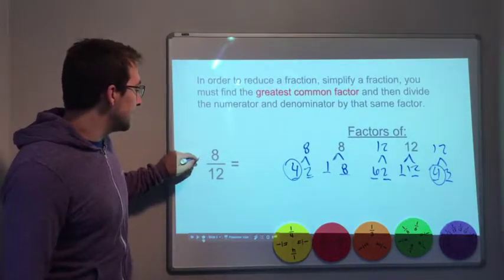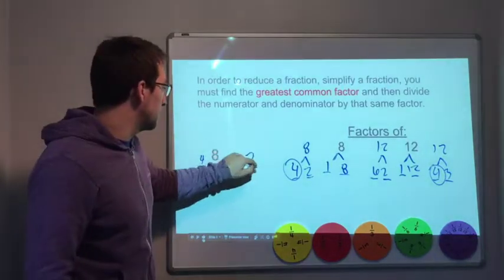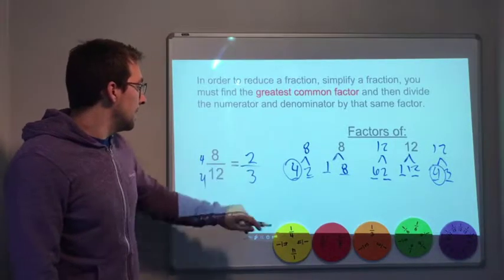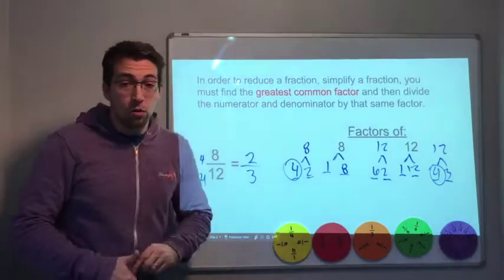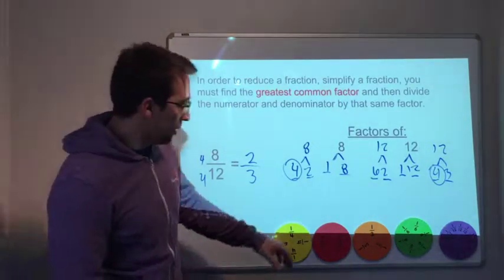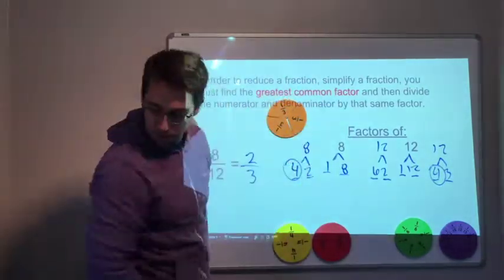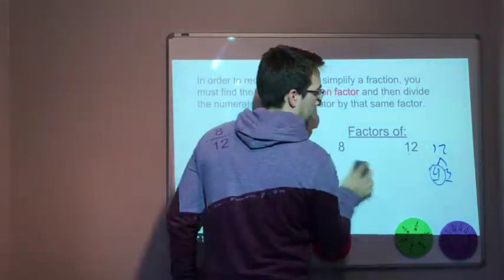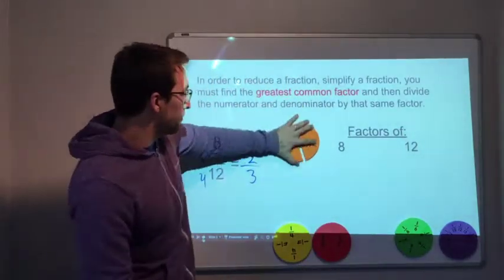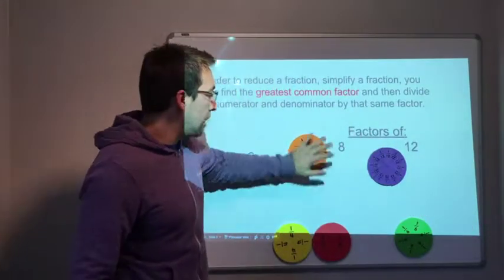Now, what is 8 divided by 4? 8 divided by 4 is 2. What's 12 divided by 4? That's 3. So 8/12 equals 2/3. Watch this. This is a full circle, right? I'm going to erase this. So we dealt with factors. 8/12 equals 2/3. We have twelfths and we have thirds.